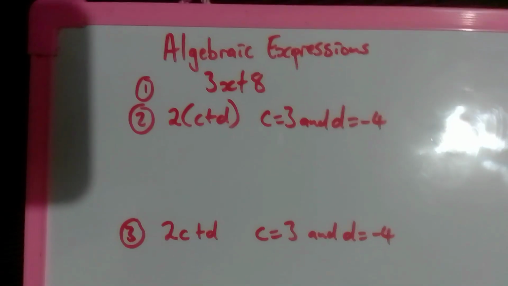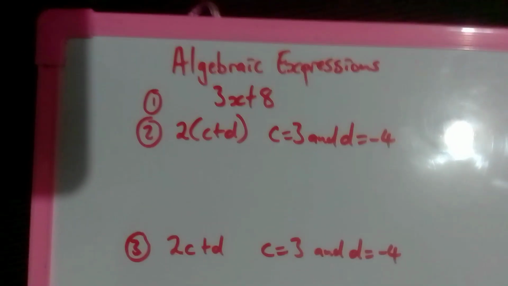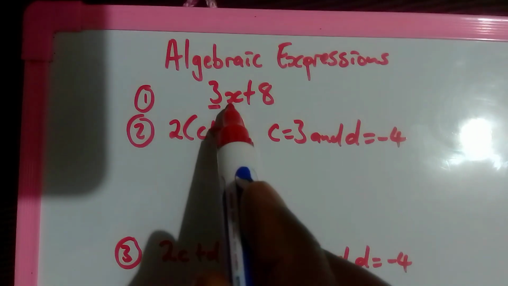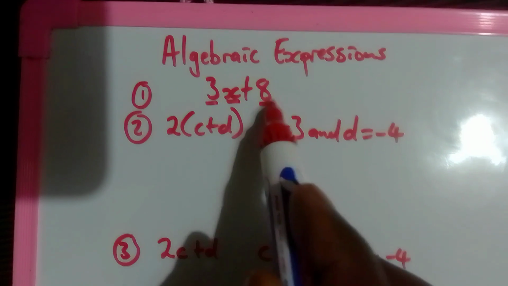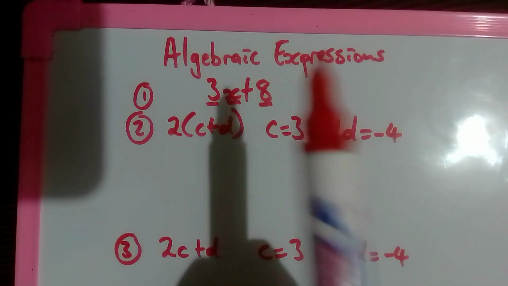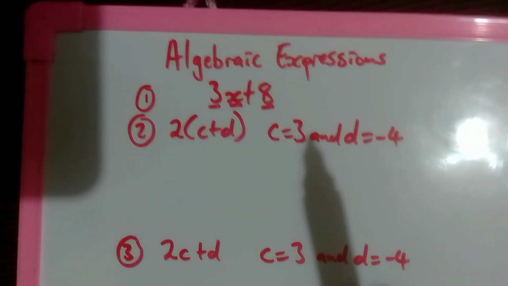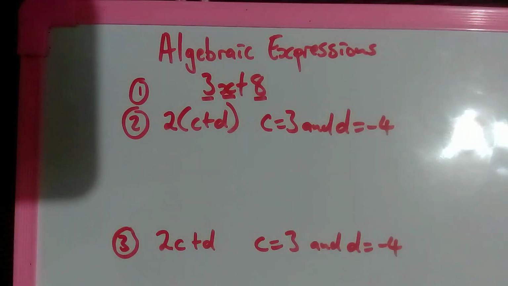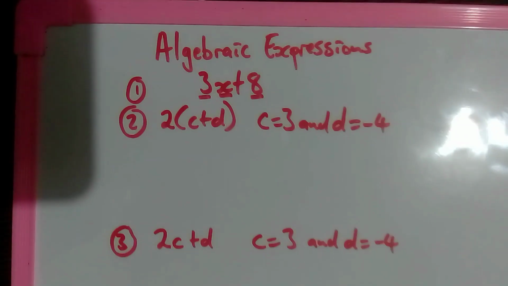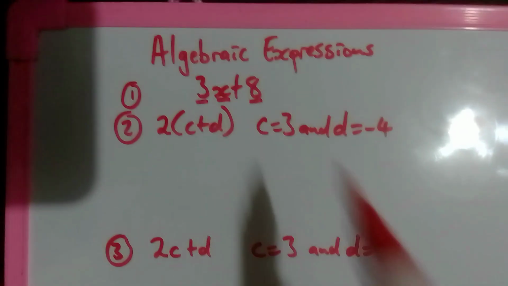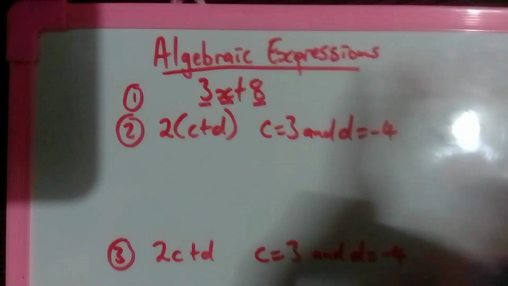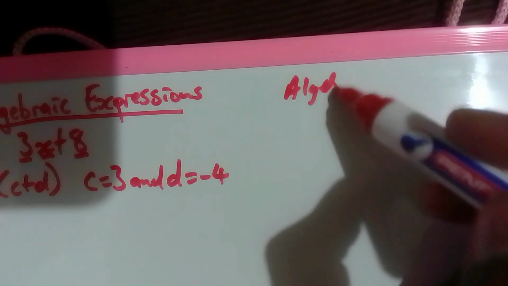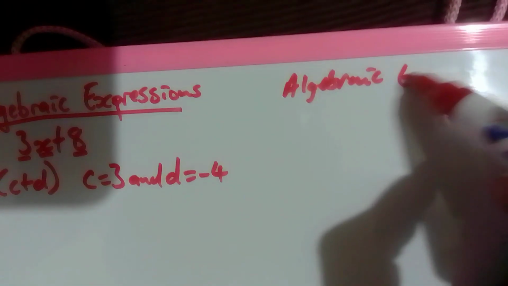Why am I saying this is an algebraic expression? Because here we have a coefficient, we have a variable, we have a constant. We have learnt about this from the previous video. For the past two videos, I was teaching you about what? The definitions of the words which we use in algebra. Now, we have algebraic expressions and we have what we call algebraic equations.